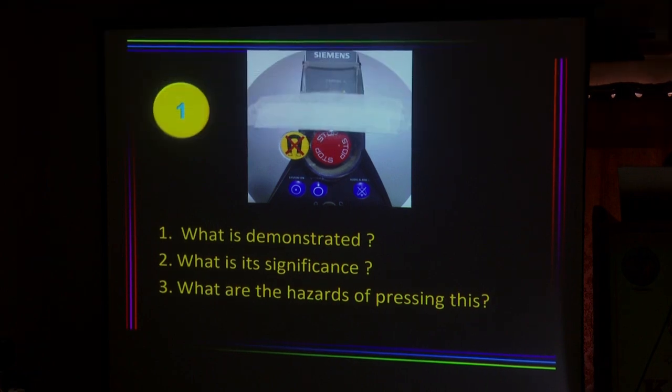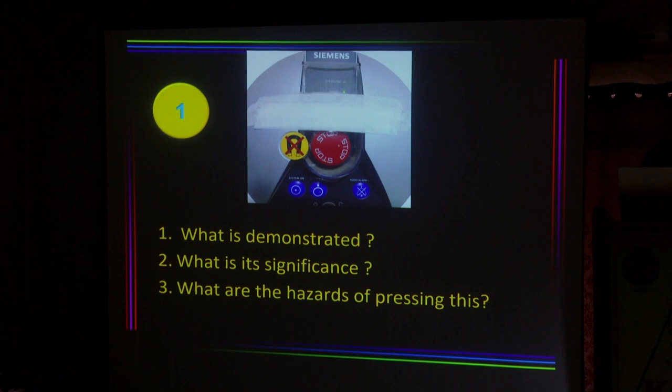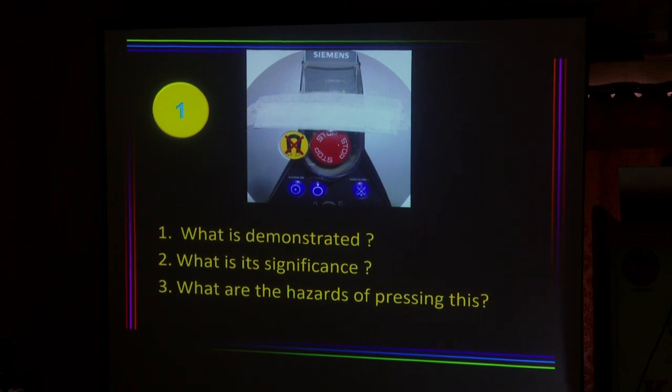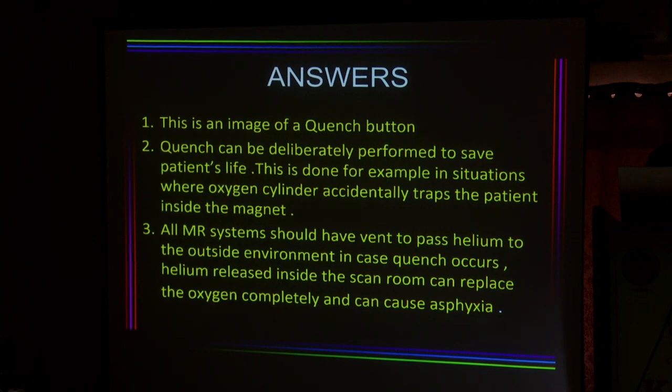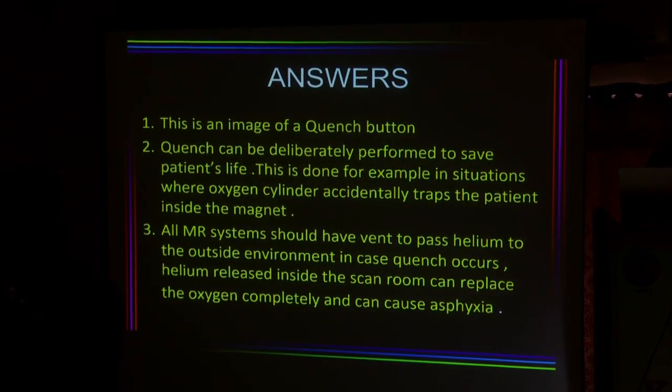Mainly the quench state has two significances. One, if there is a hazard and a patient gets caught inside the magnet due to the stretcher, you can press the quench button to reduce the helium, which reduces the superconductivity. The other main thing is one should not accidentally press this button. This will lead to loss of helium and a huge economic loss, even more so now when helium is scarce. So a quench can be deliberate or accidental.